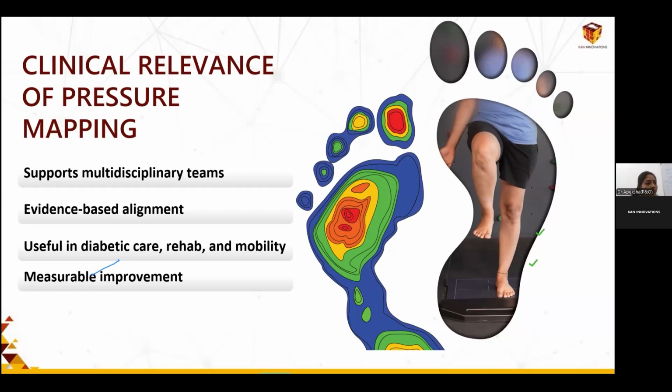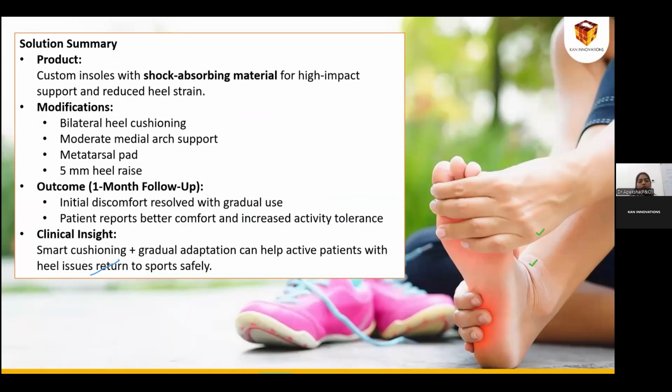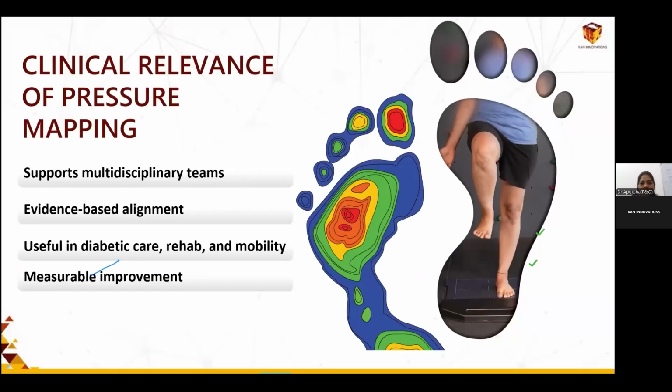Any other question? Yeah. So this is how we can improve the active lifestyle patient's custom insole journey after understanding plantar pressure and their results.